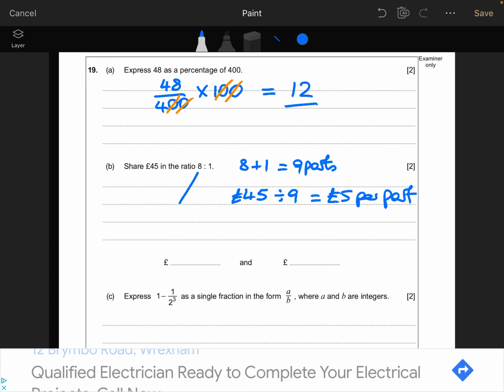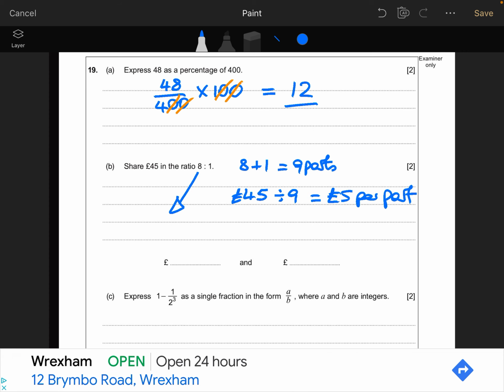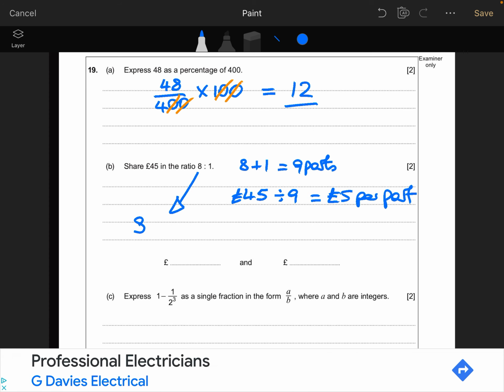And the 8, each of those parts is worth 5, so I want to do 8 times £5, which is £40. So I put £40 in there, and then the 1 is simply 1 times £5, which is not difficult to work out, which is £5. And checking, these two values do add up to give me the £45 that we had at the start of the question.